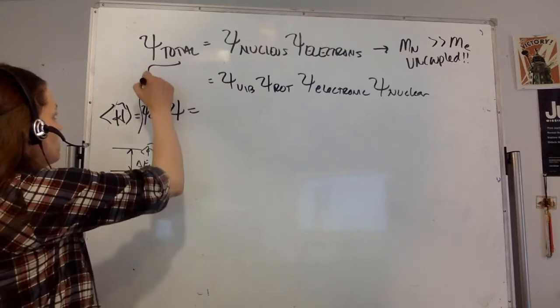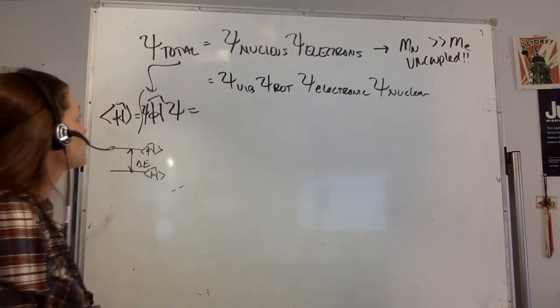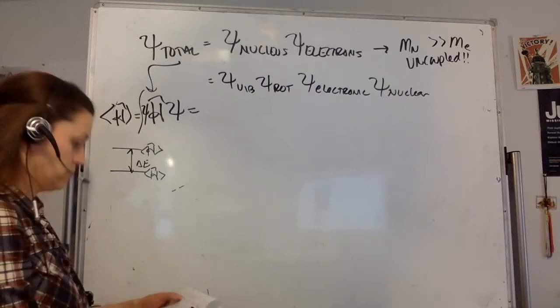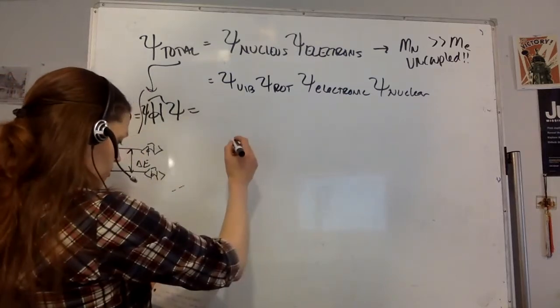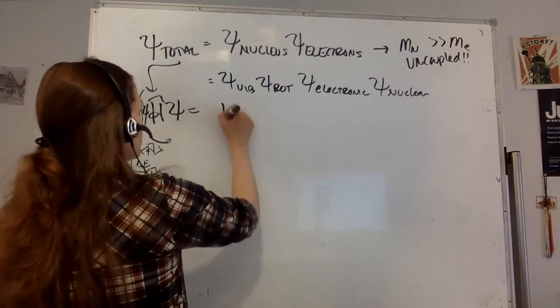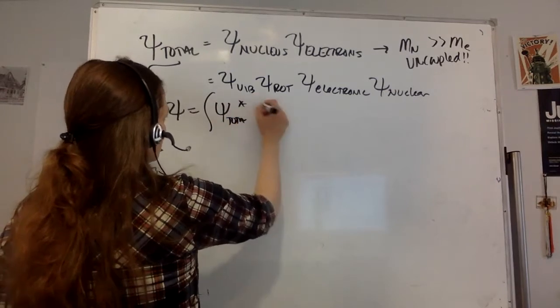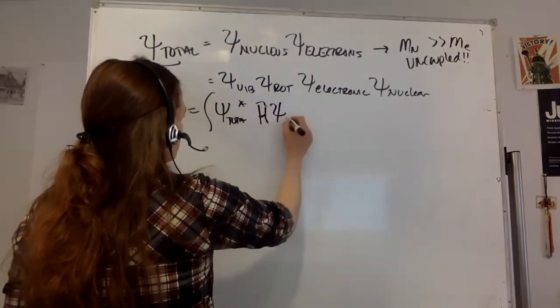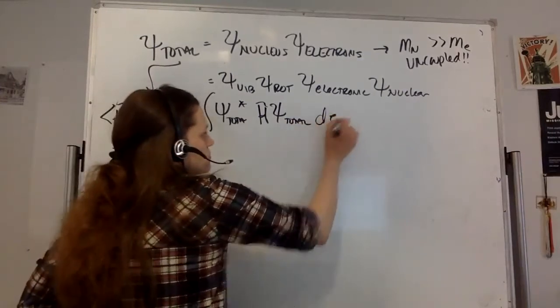Let's take the expectation value of the total energy of this bad boy, psi total. So this would be the integral of psi total star H psi total d tau over all space.